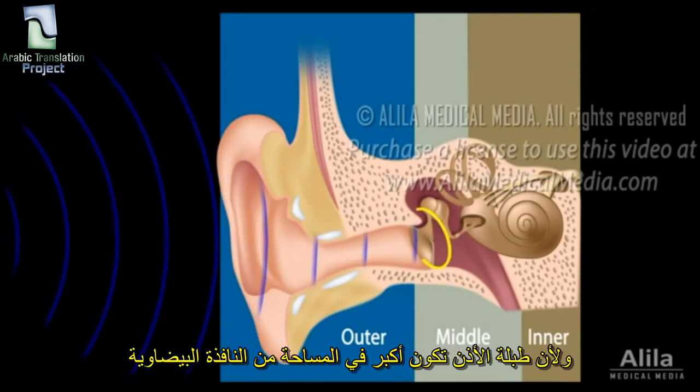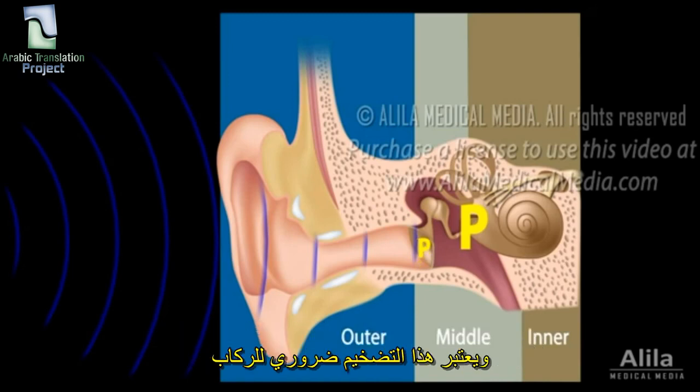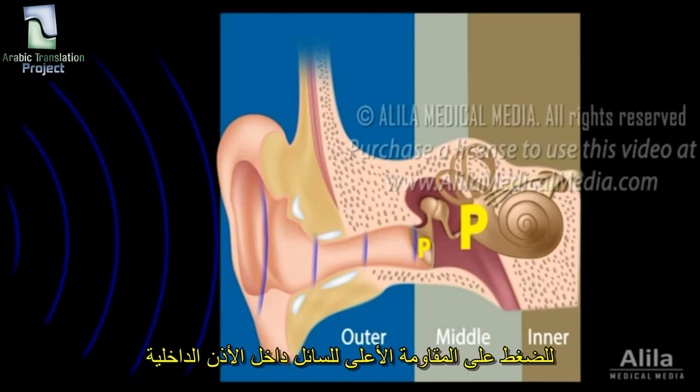Since the eardrum is much larger in area than the oval window, the sound pressure that arrives at the oval window is much greater than the original pressure received by the eardrum. This amplification is essential for the stapes to push against the higher resistance of the fluid in the inner ear.